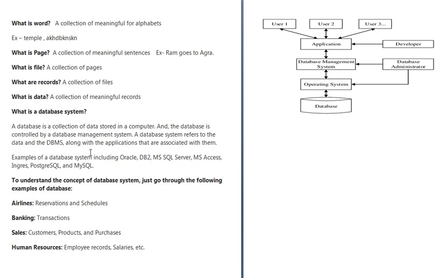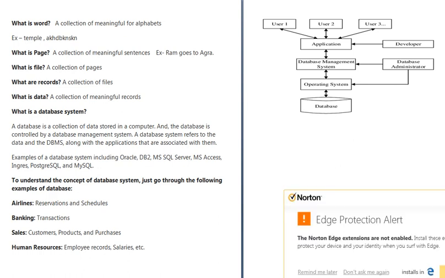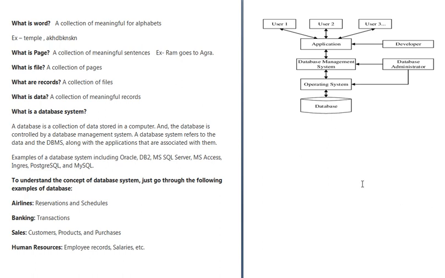Now, what is a database system? A database system is a collection of data stored in a computer, and the database is controlled by a database management system. If data is stored in a computer, that is called a database system. It is managed by software such as Oracle, DB2, MySQL, MS Access, and Postgres. Through these we can manage it. That is called a database management system.